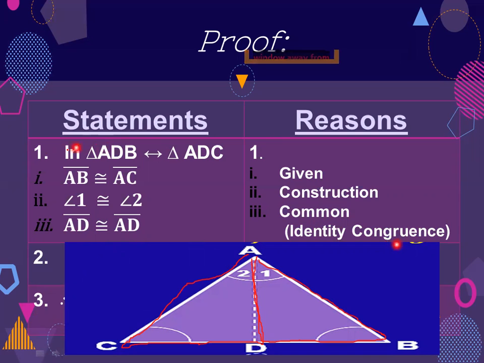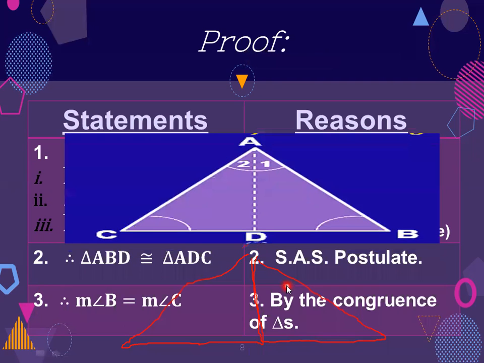Understand? So what is your statement? In triangle ADB, which corresponds to triangle ADC, side AB is congruent to side AC. This is given to you. Then angle 1 is congruent to angle 2. That was your construction. And side AD is congruent to side AD, because it is common between these two corresponding triangles. Now move on to statement number 2.